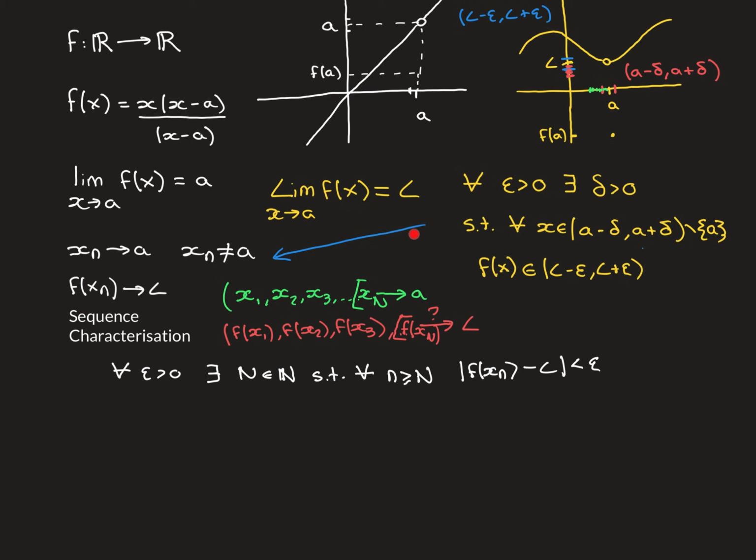We can add another head to this arrow to make it a biconditional, and that's why this is called the sequence characterization of the limit of a function, because it is actually a mathematically equivalent formulation of this concept of the limit of a function.